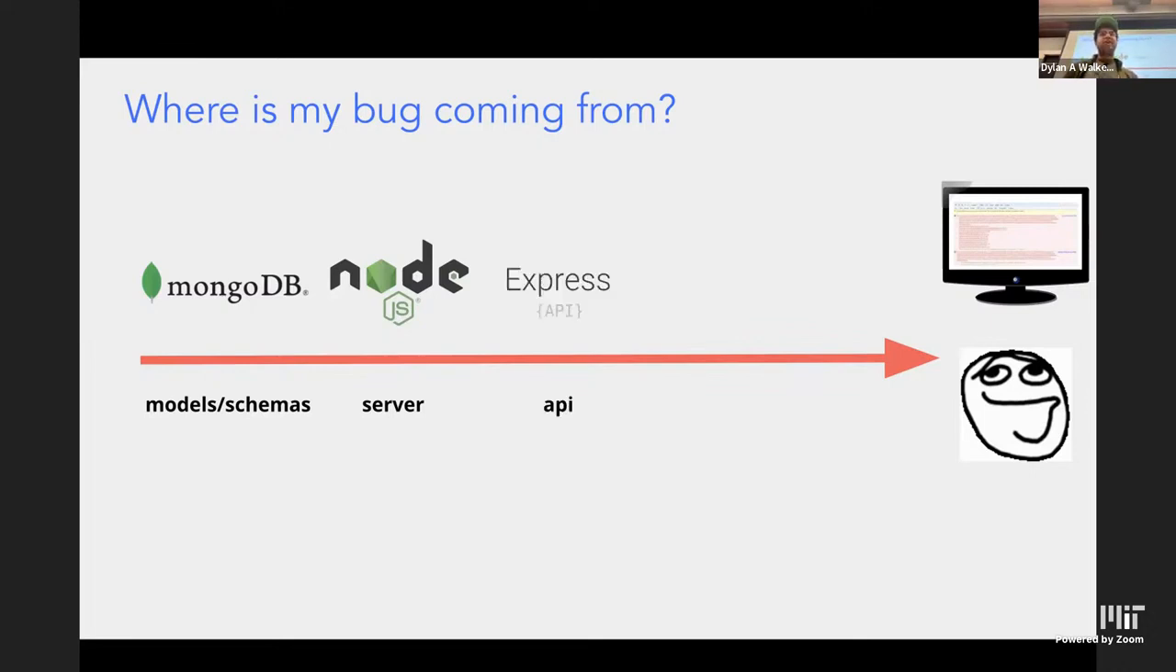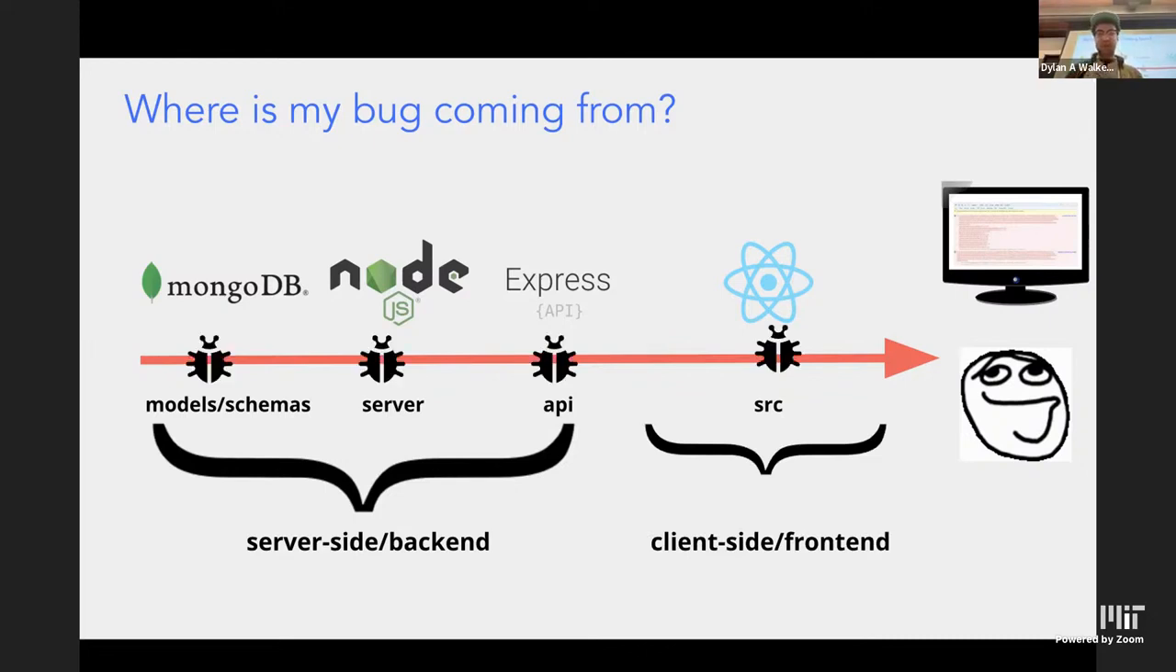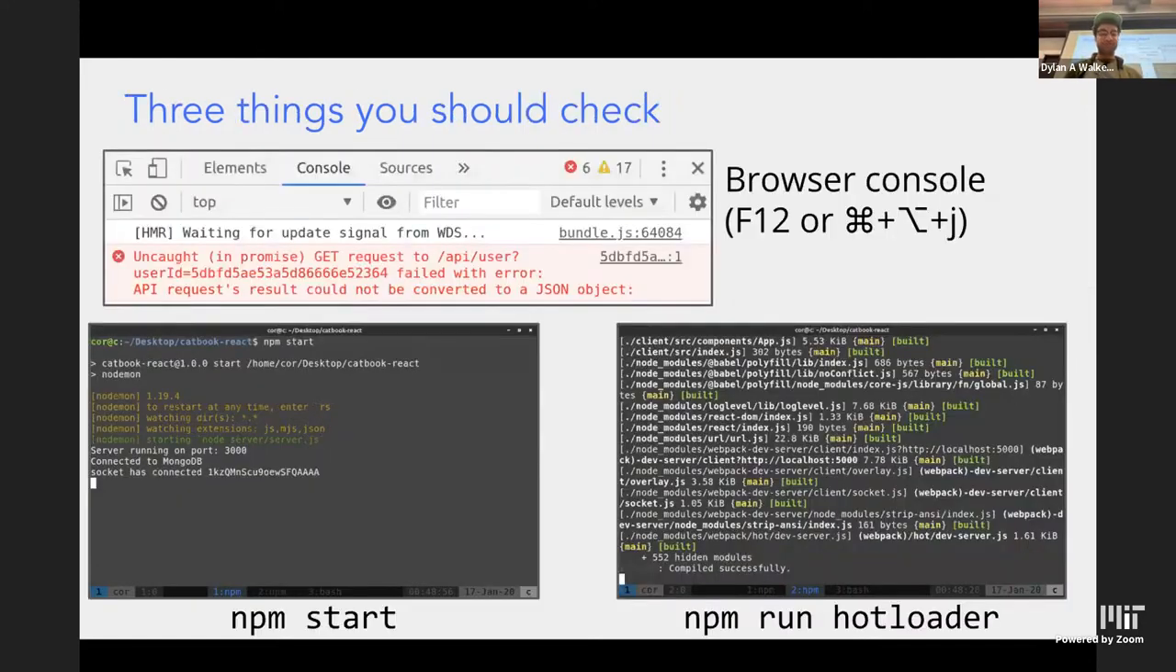But there's also the Express API in the next layer. That's a bit more complicated logic-wise, depending on how much API stuff you have. And then you have React and your source and all of the React components that you have. So the API and the layers behind it make up the server side and back end, and that's the client side and front end. All of these could have bugs, but especially the React.